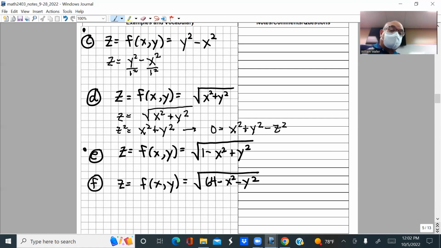All right, you all try this one for me. What is this going to look like? z is the square root of 1 minus x squared plus y squared. Technically z is never negative there, because square roots are not negative, but you don't need to think about that. Just try to figure out what that's going to look like.